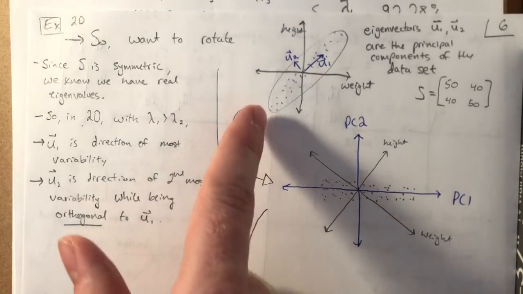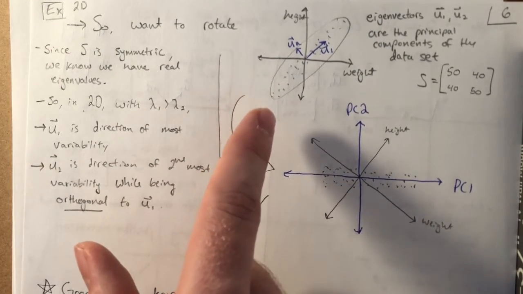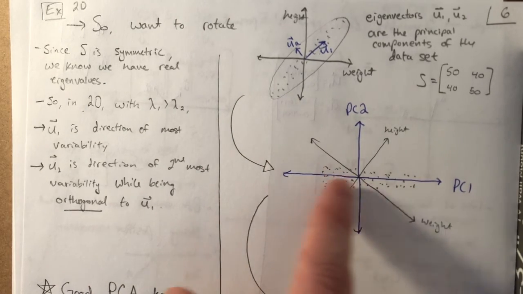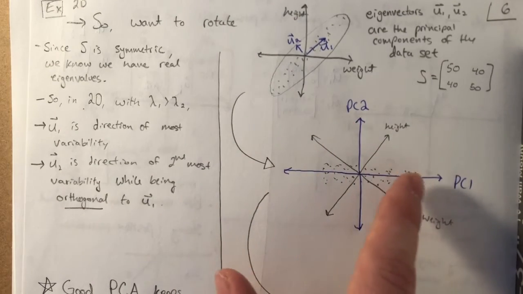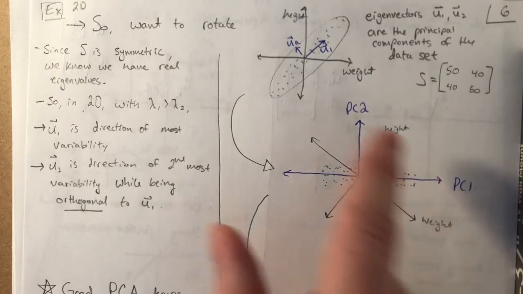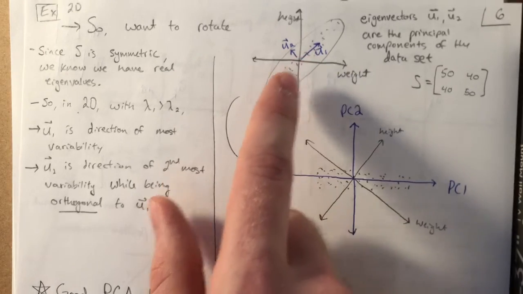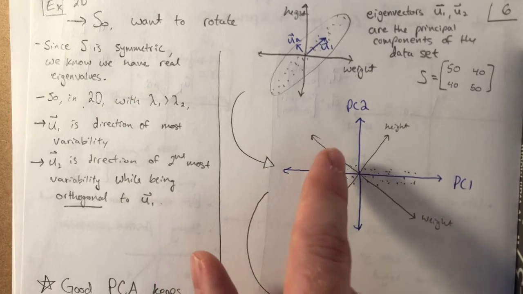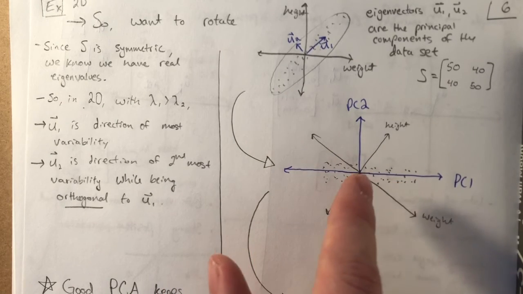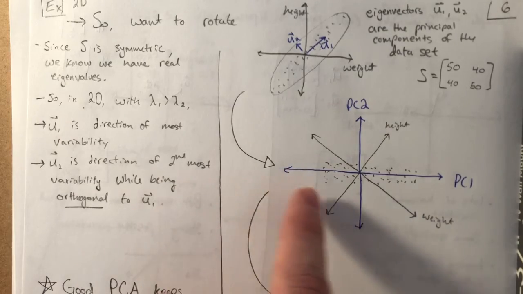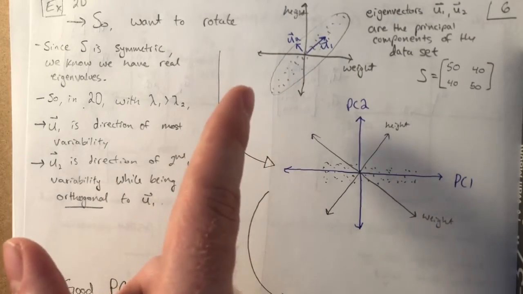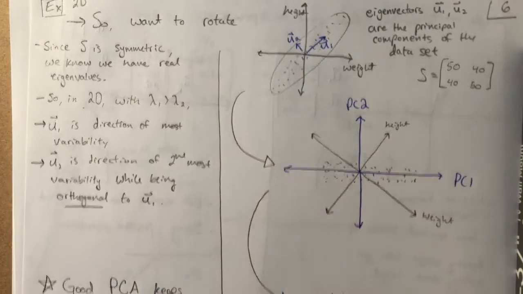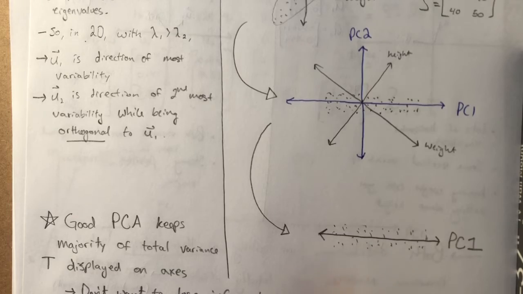So we want to rotate something that looks like this into something that looks like this. Now the new axes, these are the principal components. So here's principal component 1, which is the direction of the most variability, which is along U1, the first eigenvector. And then PC2 is the direction that's orthogonal to PC1 that has the second most variability, which happens to be the only dimension we have left. So in the 2-dimensional case, when we simplify it, there really only goes down to 1 dimension, which we can see here.